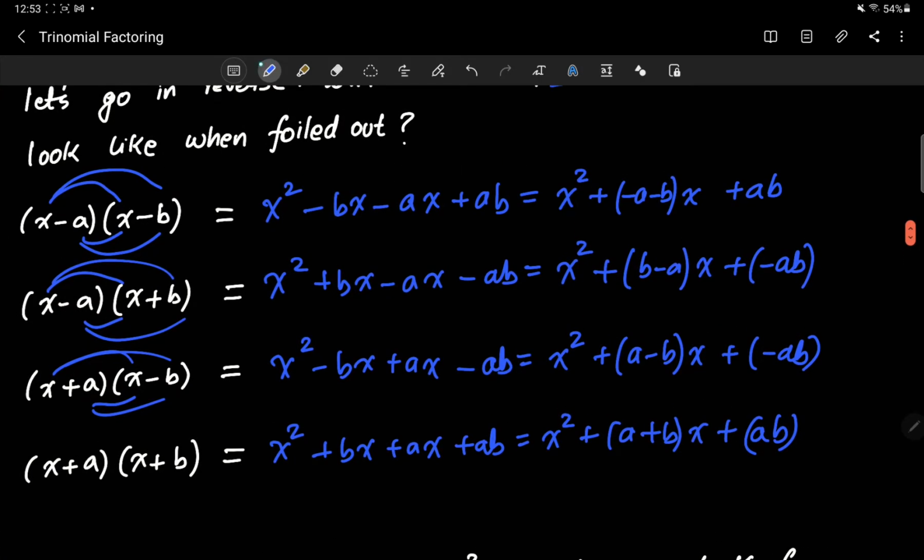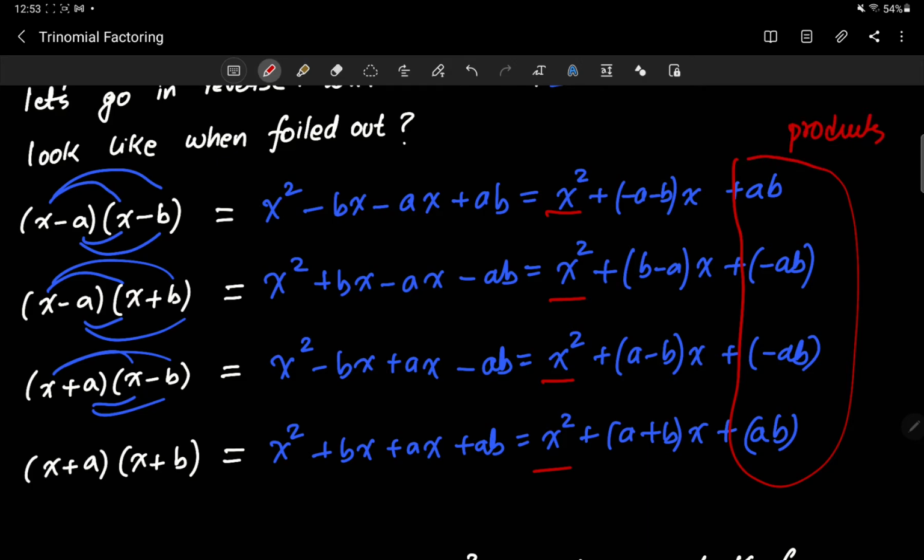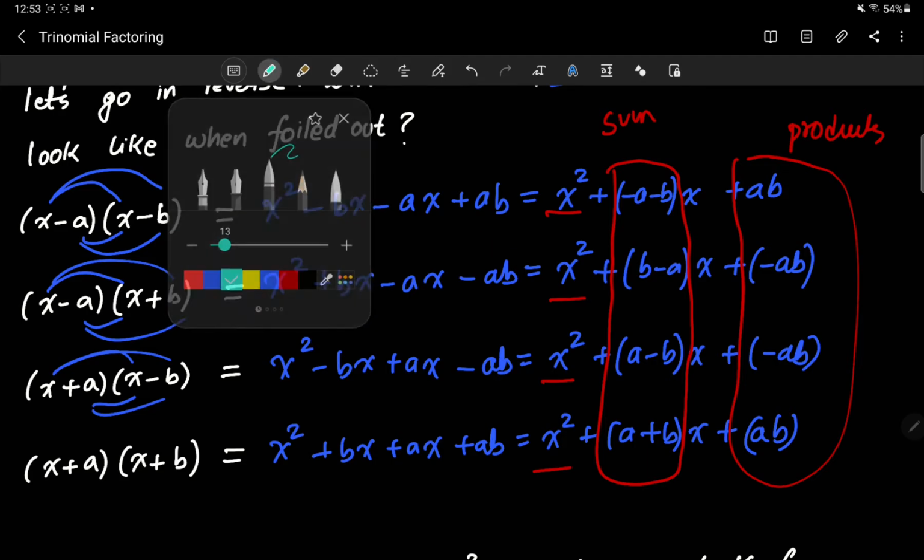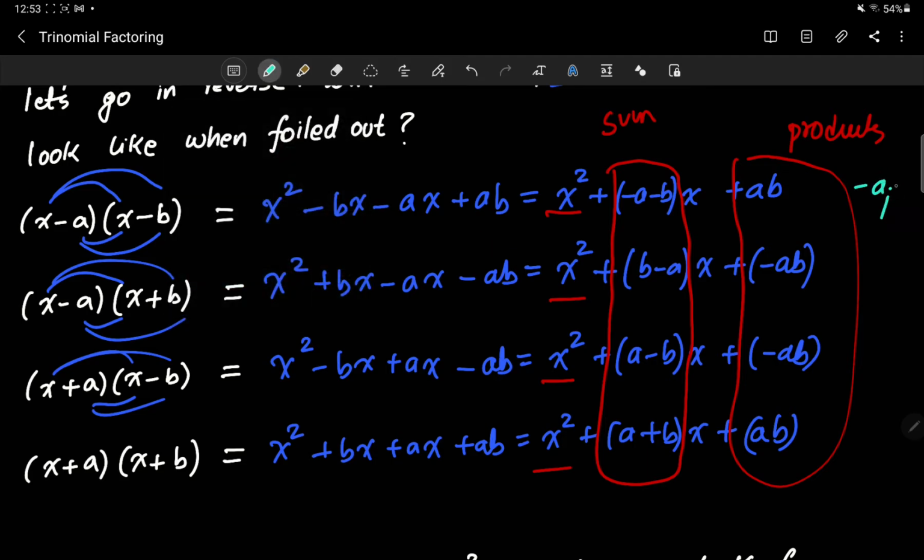Okay, so what's the pattern here? The first term is always x squared. The last term is always the product of a and b. And the middle coefficient is always the sum. So for example, the first one, it's the product of negative a and negative b, and this is the sum of negative a and negative b, which appear in that place.